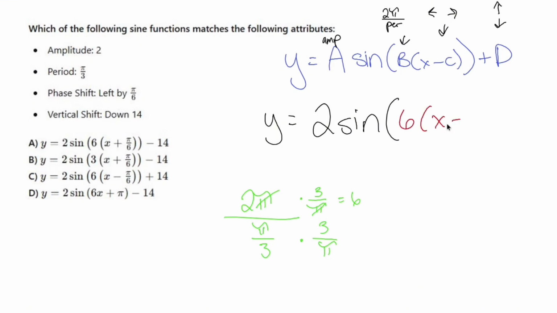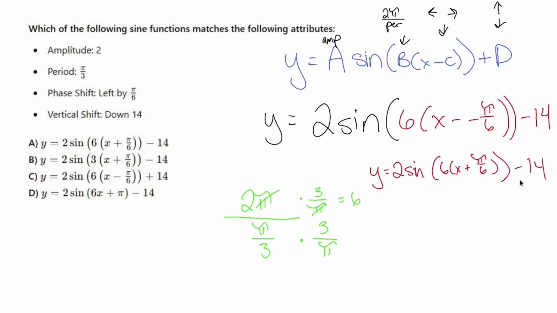Now I have x minus a phase shift of left pi over 6, so negative pi over 6. I'll deal with that double negative when I have to. Close it, plus negative 14, so minus 14. So cleaning this up, y equals 2 sine of 6 times (x plus pi over 6), minus 14. And that, ladies and gentlemen, is going to give me A. I don't know why it took so long, but it did. I regret nothing. Thanks for watching.